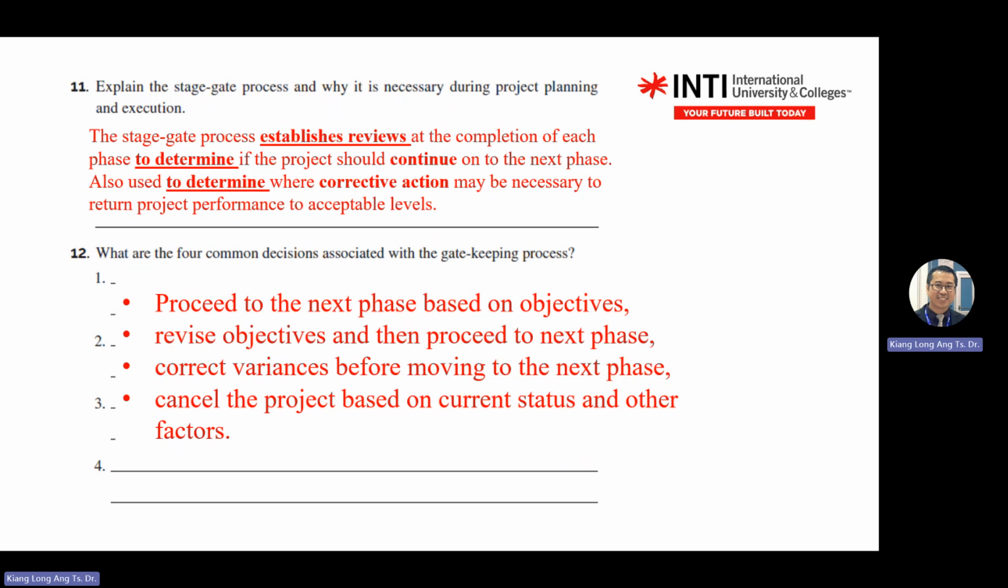How you write it depends on how good your English is, but the meaning is there. Okay, you see the first one, proceed based on objective, means without changes. Second, revise objective, then proceed to next phase, means proceed with changes. Third one, corrective variable, this one means on hold, get more information. Last one, cancel.